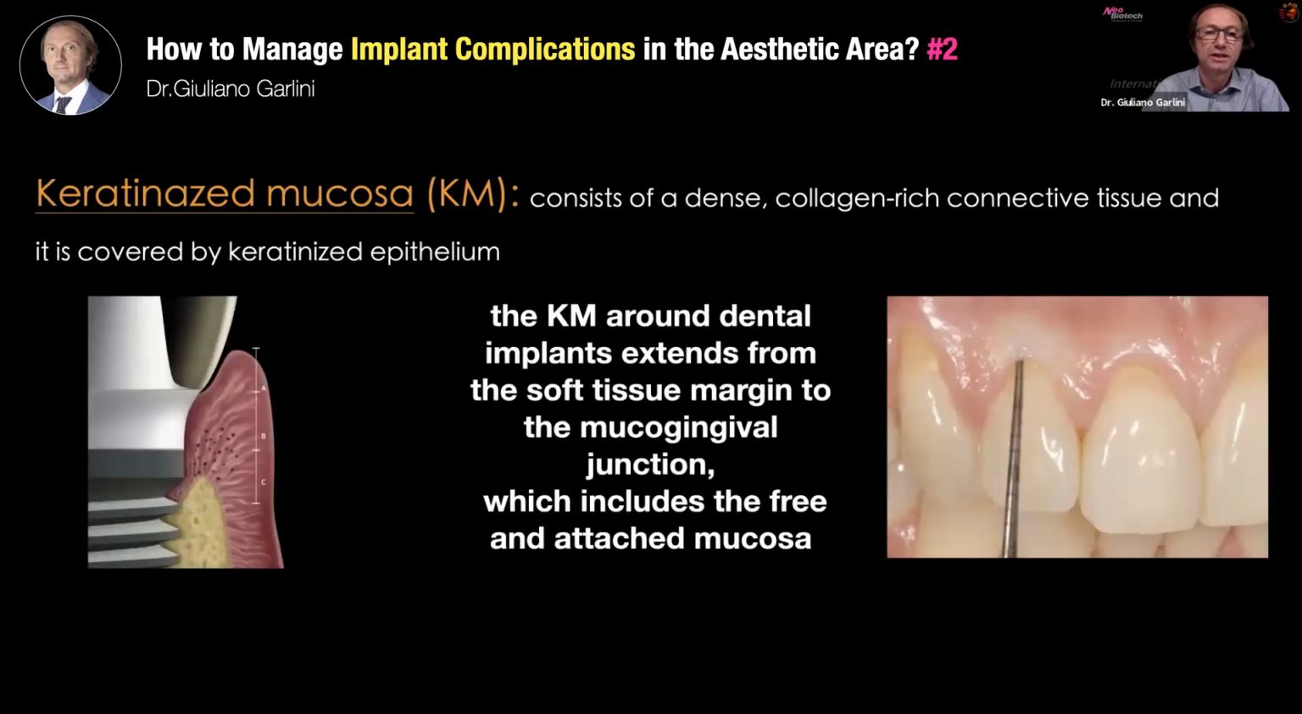What is the keratinized mucosa? It consists of a collagen-rich connective tissue that is covered by keratinized epithelium. The keratinized mucosa around a dental implant extends from the soft tissue margin to the mucogingival junction, and it includes the free and the attached mucosa.